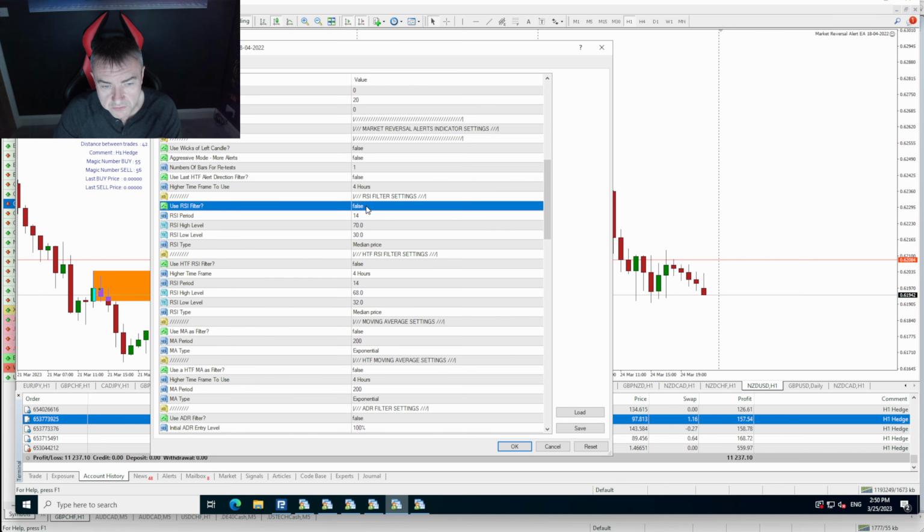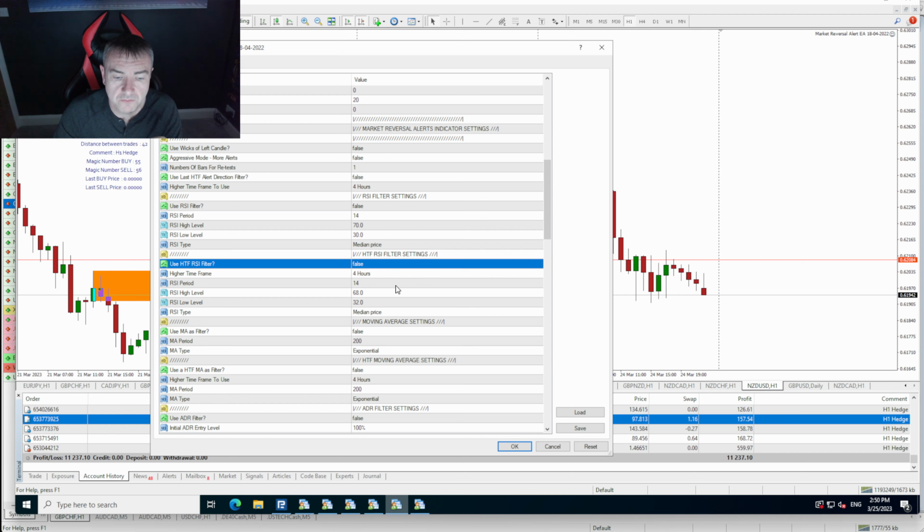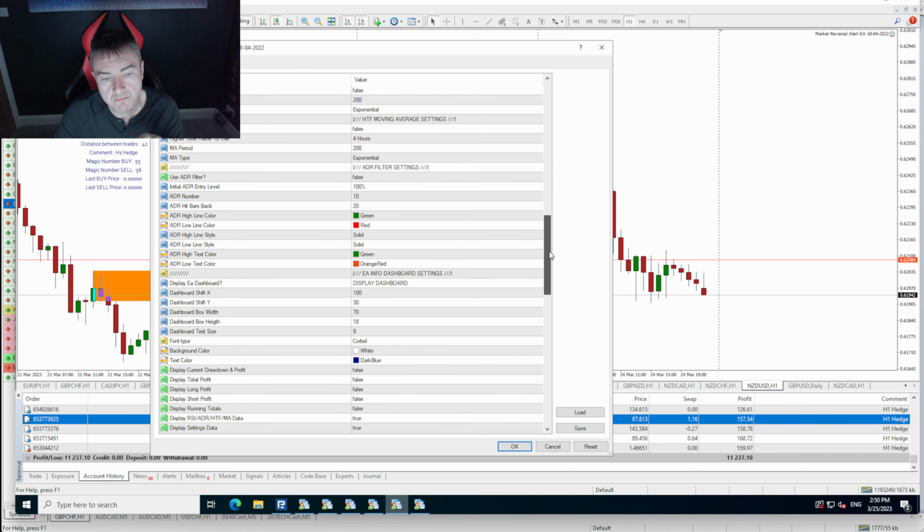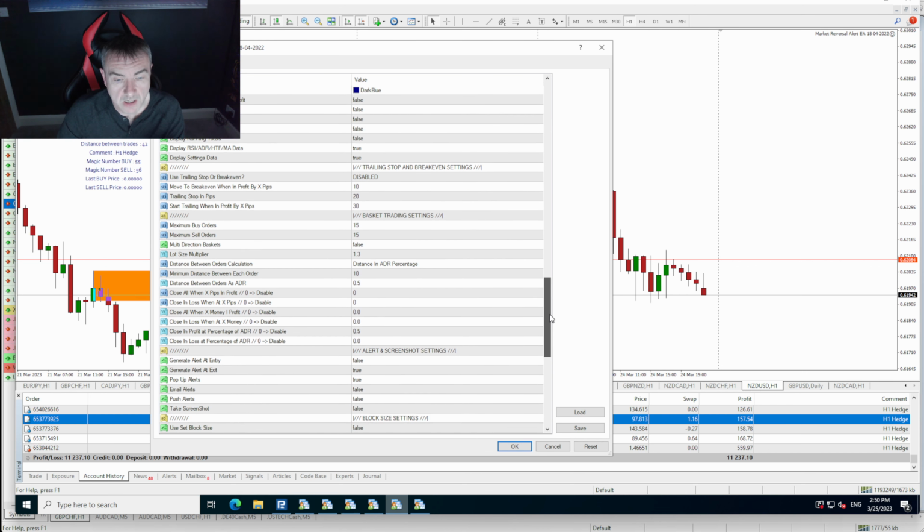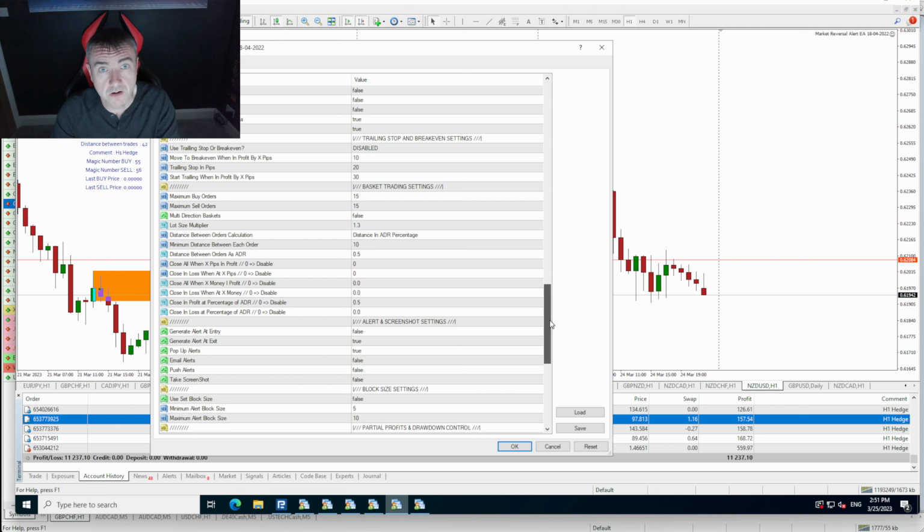As you can see, we're not using any RSI filters at all. No higher time frame RSI filters. There's no moving average filters. There's nothing. So we're literally saying every time there's a reversal alert on the 1 hour time frame, get us into the market. I.e., we want to get in with the flow of the market. If the market is going long, we want to jump in long with it.